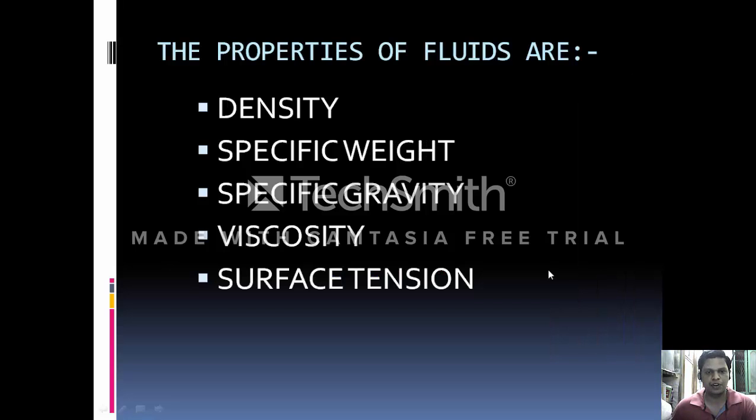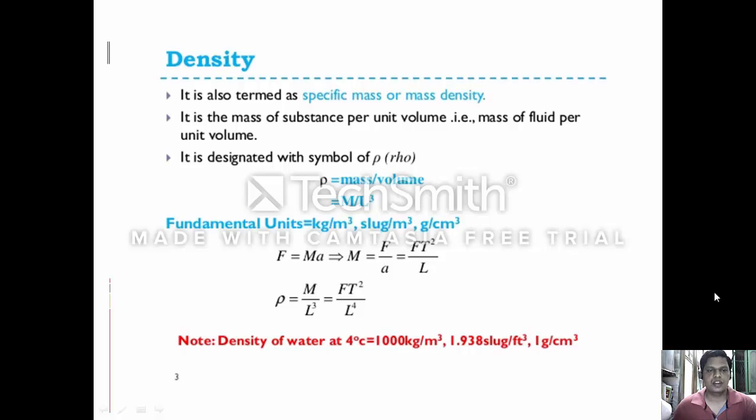Next, come to the properties of fluids. I have given here a list, that is density, specific weight, specific gravity, viscosity, surface tension. Now I will explain one by one. First, take the density. What do you mean by density? It is also termed as specific mass or mass density. It is defined as the mass of a substance per unit volume, that is mass per unit volume.